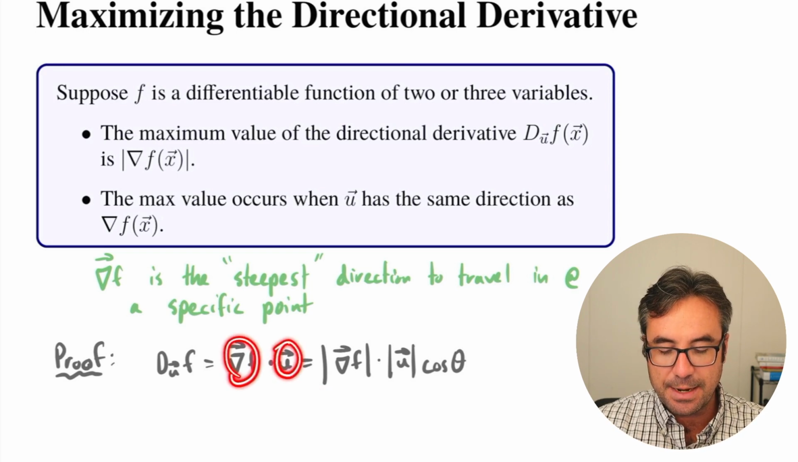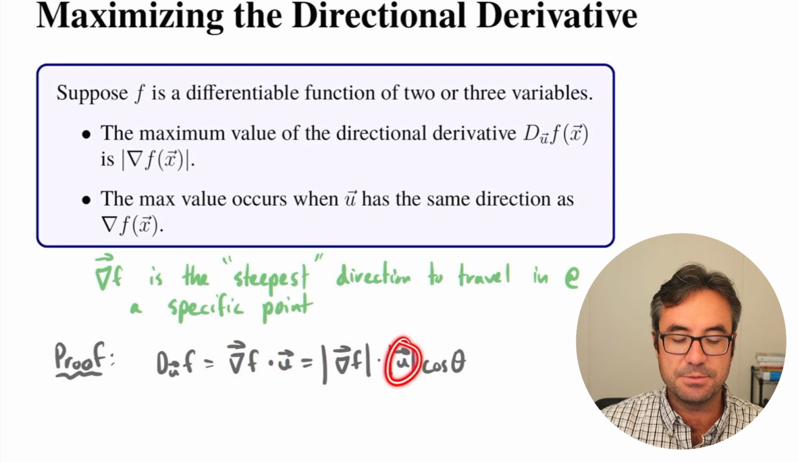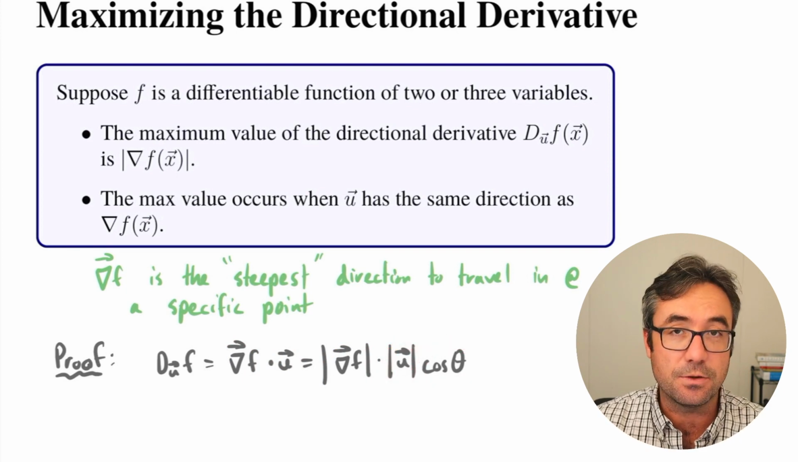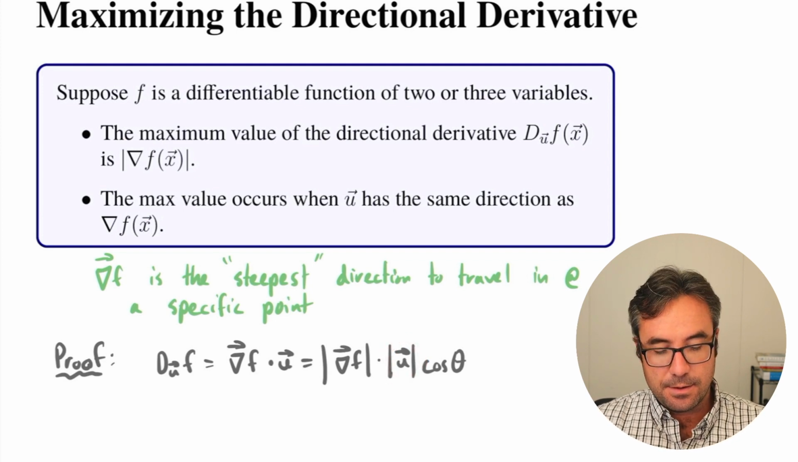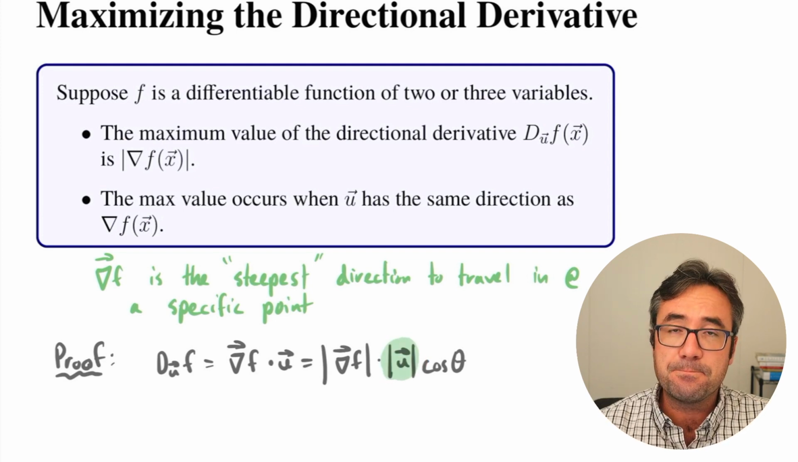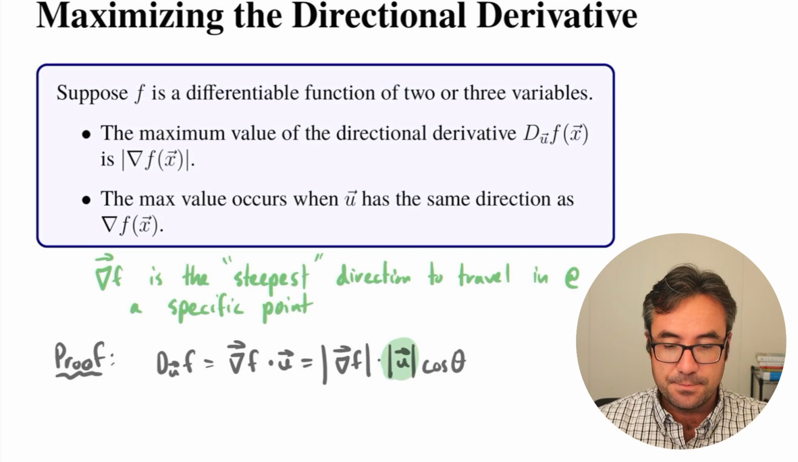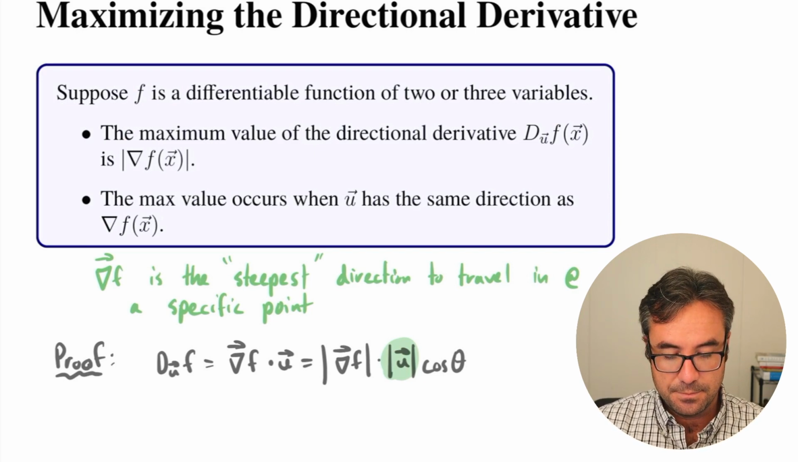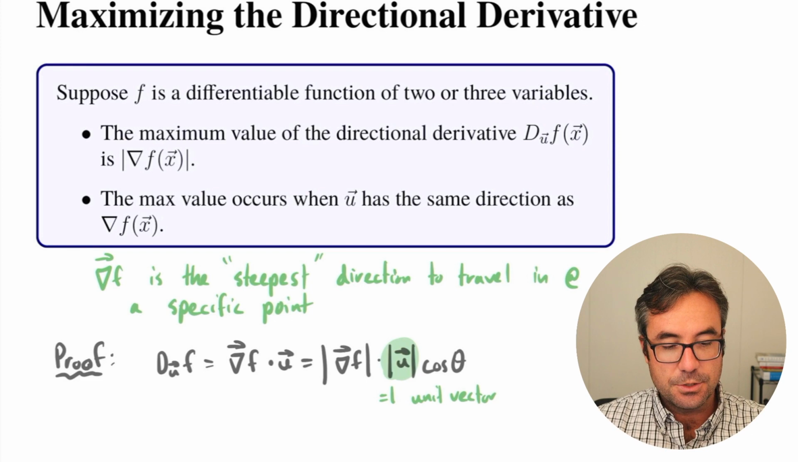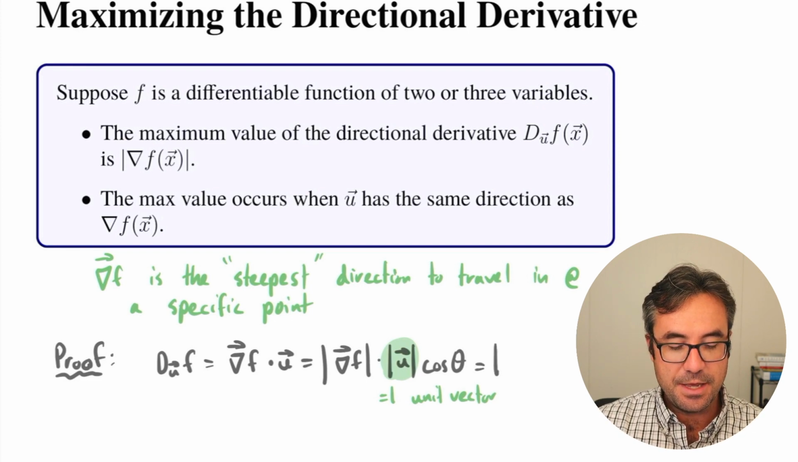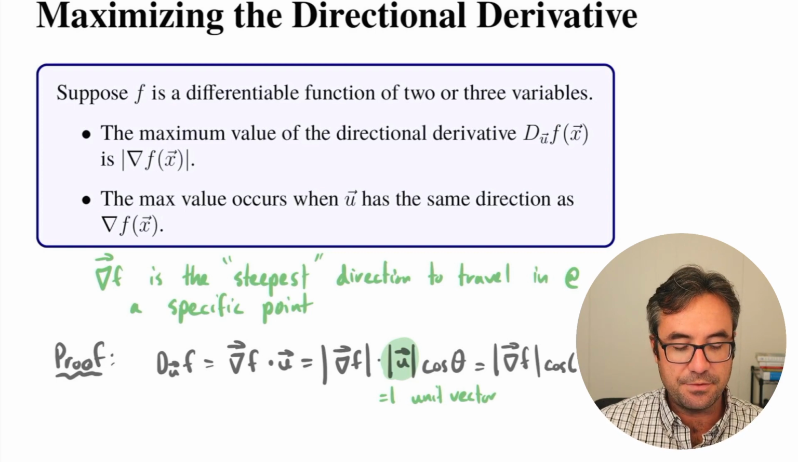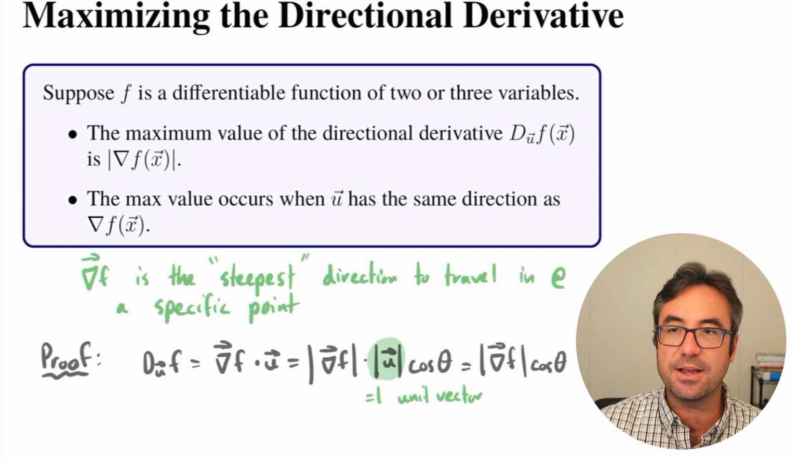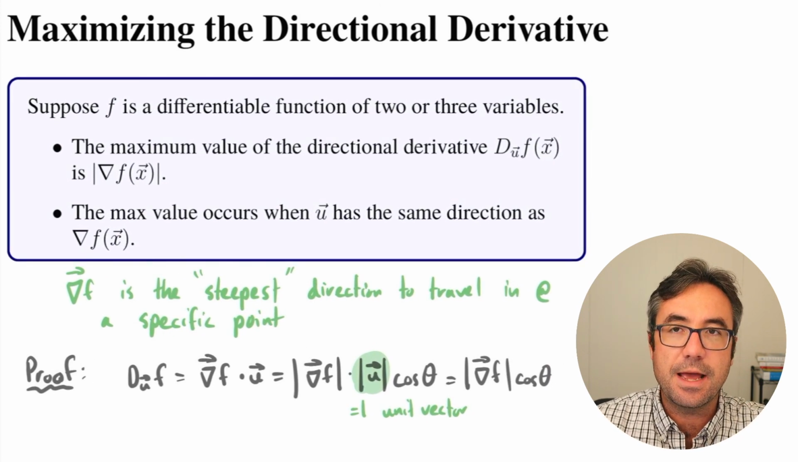And this is just the definition of the dot product of two vectors. We have one vector dot product with another. It's the length of the first one times the length of the second one times cosine of the angle that sits in between those two. Now the length of vector u here, well, u is a unit vector. So this is just one, by design. So actually, this directional derivative is the length of our gradient vector times cosine of theta, where again, theta is the angle in between our unit vector and the gradient vector.